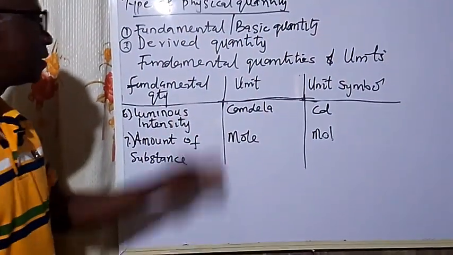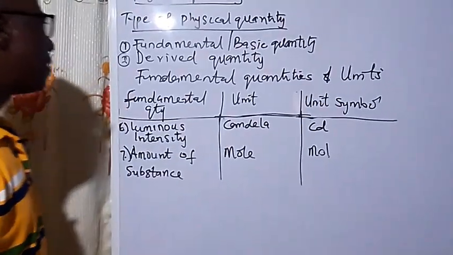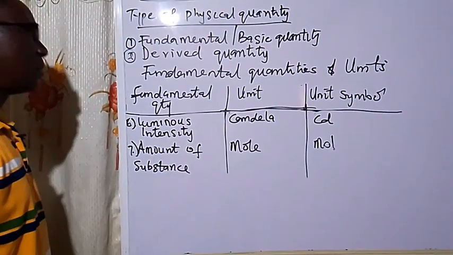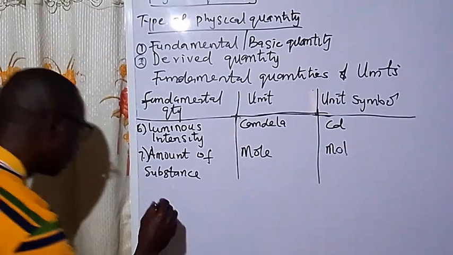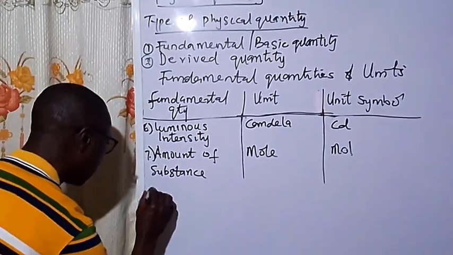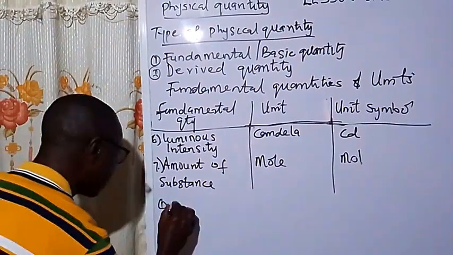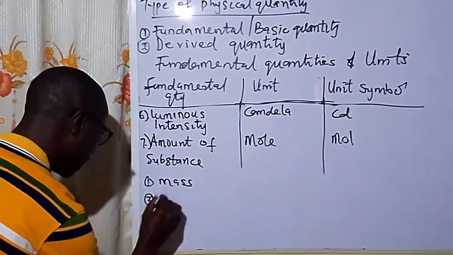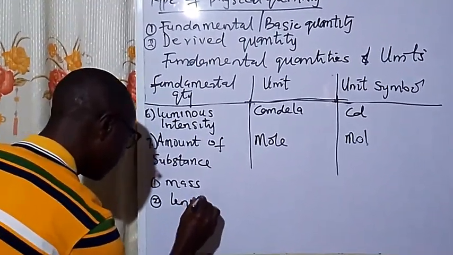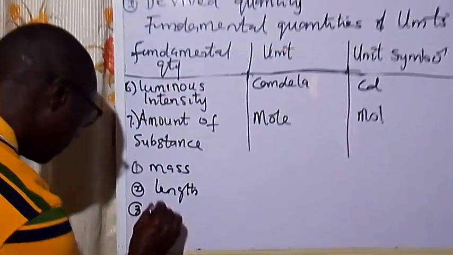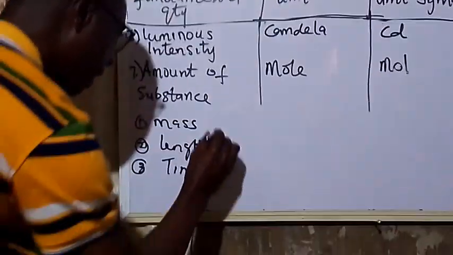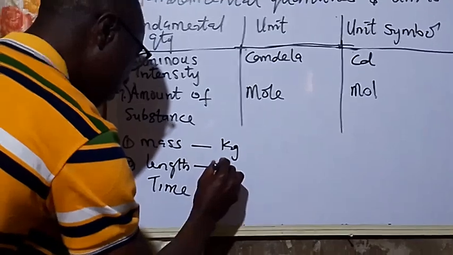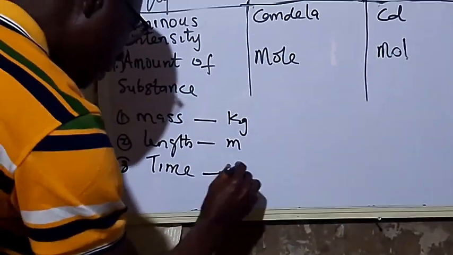Among these 7 fundamental quantities, we have the 3 major ones, which are 1, mass, 2, length, 3, time. And the unit for this one is kilogram, while for this one is meter, while for this one is seconds.